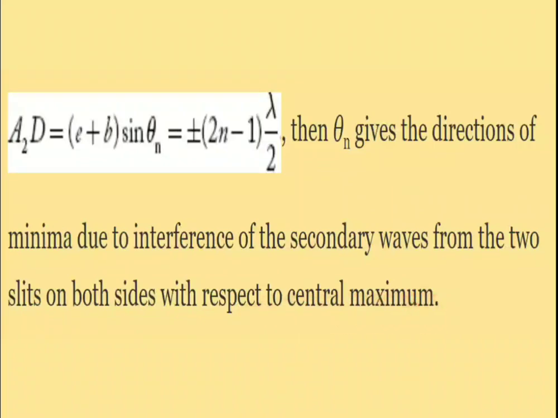That means, in interference, there exist two cases: maxima and minima. The maxima case exists when the path difference is equal to n lambda. The minima case exists when the path difference is an odd multiple of half the wavelength. And both cases exist on both sides of the central maxima. That is a very important concept.